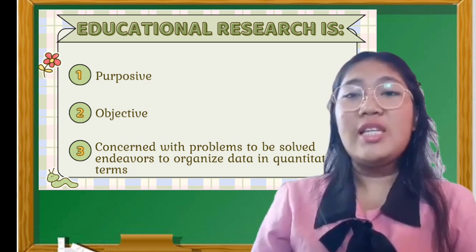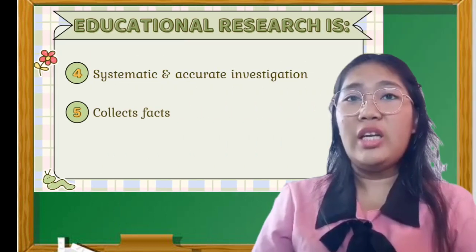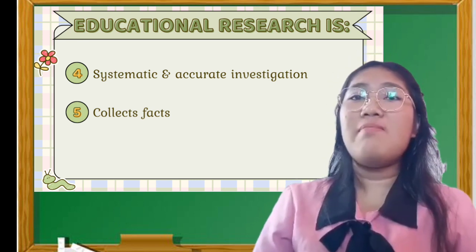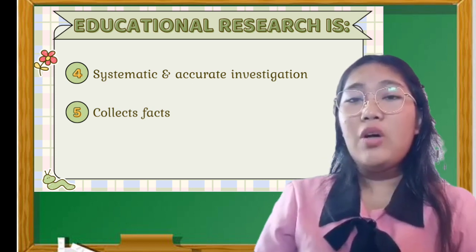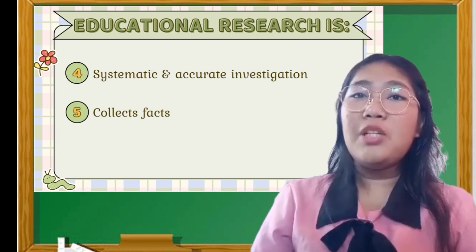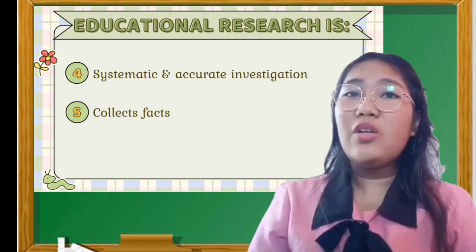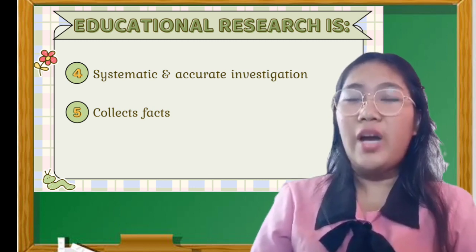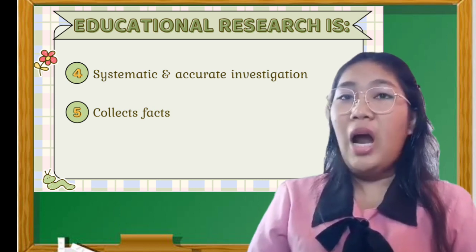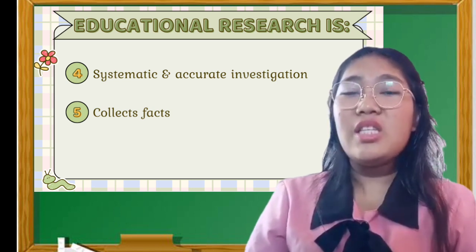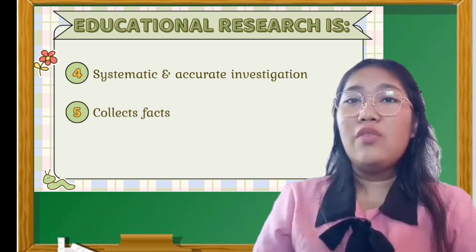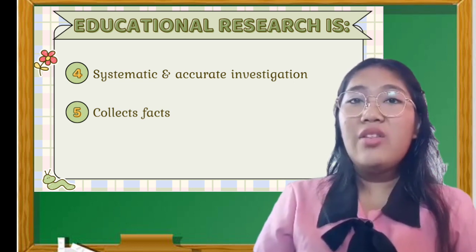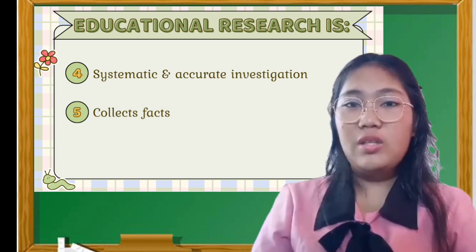Educational research is a systematic and accurate investigation. So educational research is systematic and accurate because it follows established procedures for data collection and analysis, minimizing bias and ensuring findings are reliable and trustworthy. This systematic approach allows for the replication of studies and the verification of results.